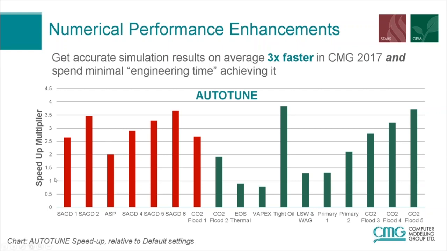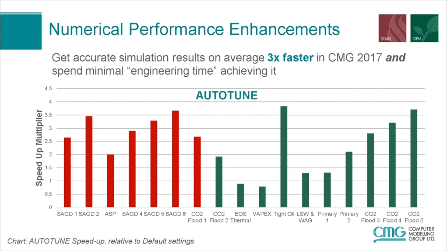So for example, a value of 1 here would mean that with using AutoTune, it ran the same speed as using the defaults. A value of less than 1 would mean that it ran slower, and greater than 1 means that AutoTune was faster. So for example, the first data set we have represented here, say D1, ran about 2.5 times faster using AutoTune. And then on the x-axis, we have a variety of processes represented, and then the red bars represent STARS simulations, and the green bars represent GEM simulations.